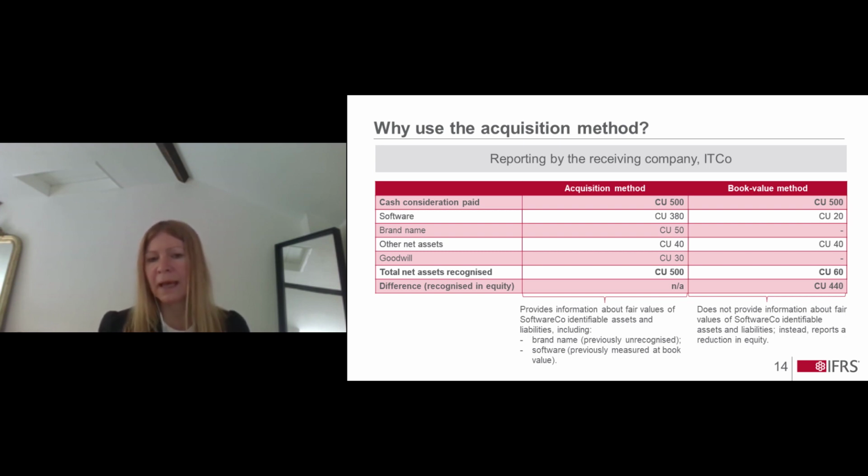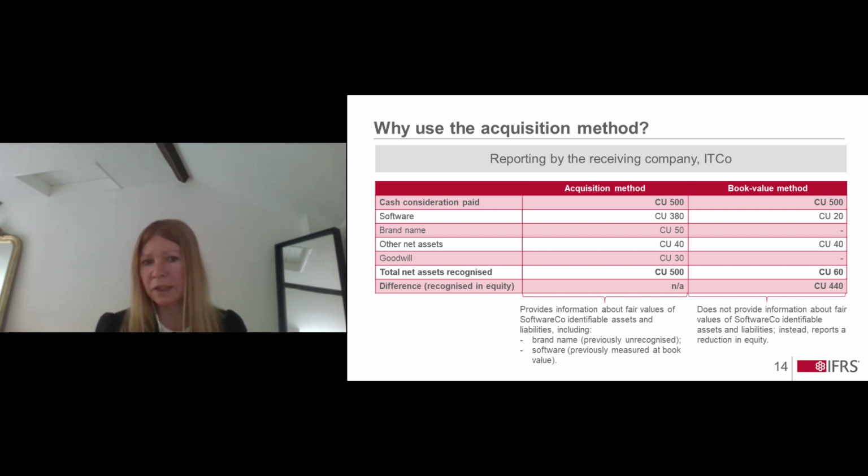Furthermore, applying the acquisition method, IT Co. would recognize all identifiable assets and liabilities of Software Co. and measure them at fair value, including its brand name. In contrast, a book value method would only recognize assets and liabilities that are already recognized by Software Co. and would report them at the existing book values.